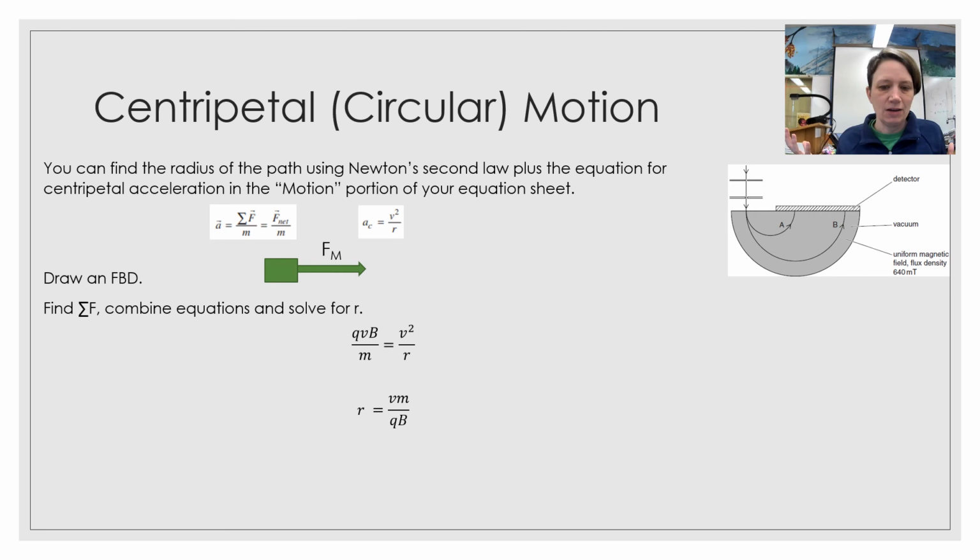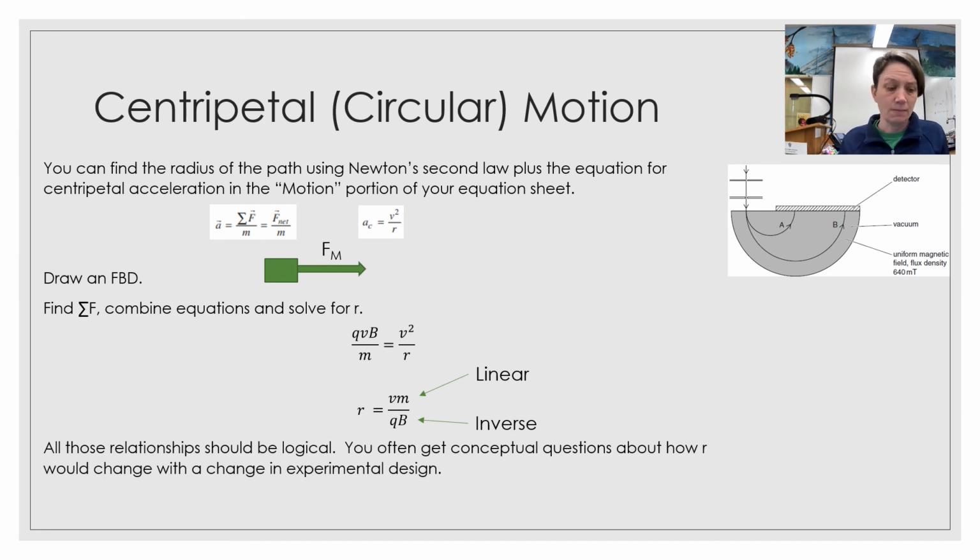This is not an equation given to you on the AP exam. Mostly I want you to have this equation because I want you to understand the relationships that are in it, right? Because v and m are on the top of that fraction, that means there's a linear relationship between the velocity of the particle and the mass of the particle and the radius of the path, and there's an inverse relationship between the charge of the particle and the magnetic field and the radius of the path. All of these relationships should be somewhat logical, and you're going to get conceptual questions about how r would change when you change something about your experimental design.